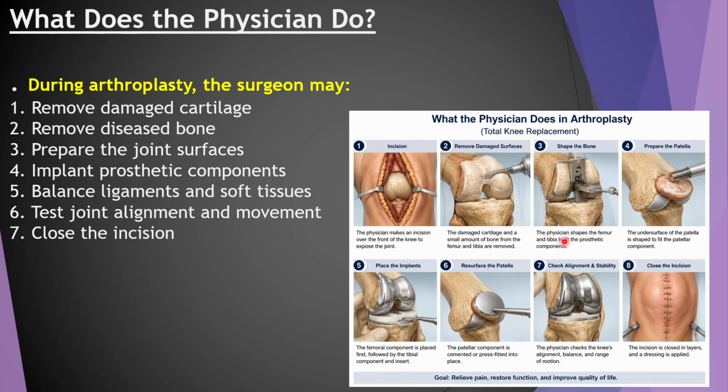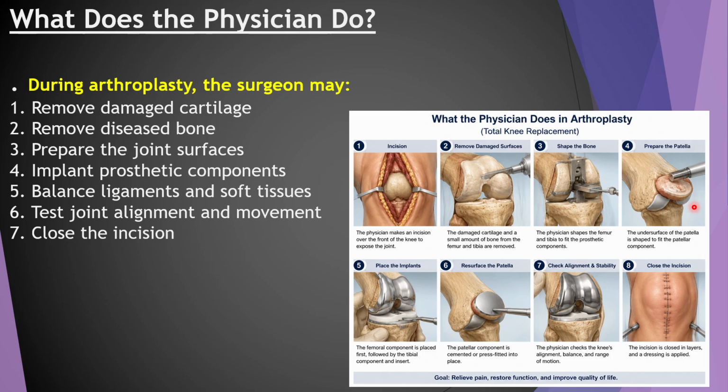So why does the physician prepare the joint surface, and what is that preparation? He will trim that area to smooth it, so that the prosthetic implant will be fixed there. What if this preparation of the bone is not done? Then the implant will not be fixed. The implant will not fix if the preparation of the joint surface is not done.